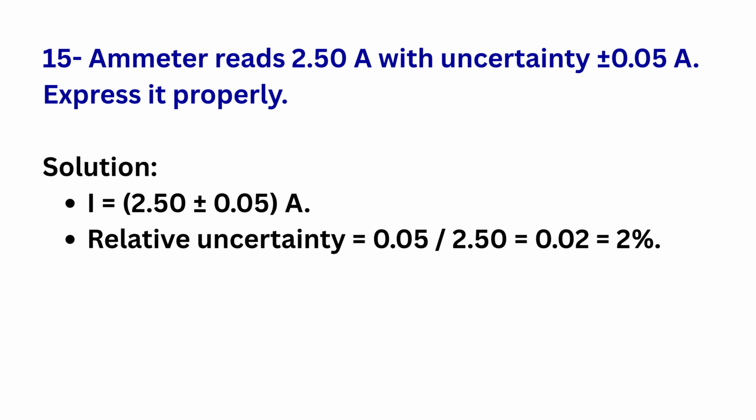Question 15. An ammeter reads 2.50 amps with an uncertainty of plus or minus 0.05 amps. We can write this properly as I equals 2.50 plus or minus 0.05 amps. That represents about 2% uncertainty.